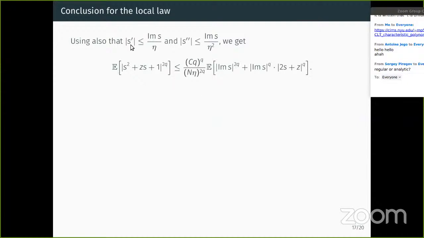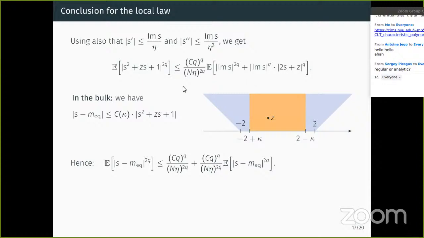we bound S prime. I already said that S prime was roughly speaking of size... so it can be bounded by the imaginary part of S over eta, and S second can be bounded by the imaginary part of S over eta squared. If you just plug in everything, you apply Young inequality, you get this bound. This polynomial is bounded by what we want, okay, times the imaginary part of S. And so something involving S, but which we hope to be of constant order.